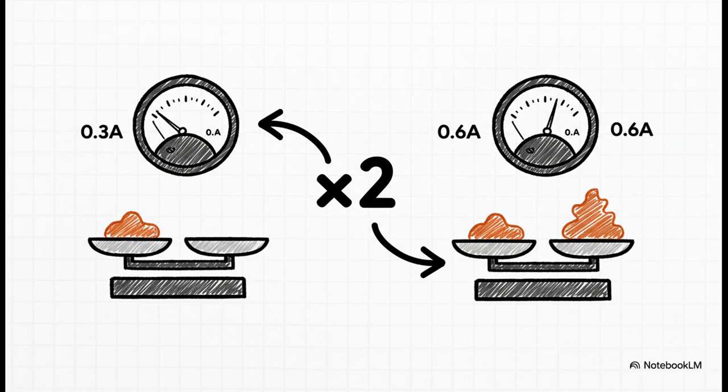First, you state the pattern. When the current doubles, the mass produced also doubles. Then you prove it with numbers. Let's pick a time. 20 minutes looks easy enough. Okay, at 20 minutes, find the 0.3 amp line. Yep, that reads across to 0.12 grams. Now let's look at double the current, 0.6 amps. At 20 minutes, that reads across to 0.24 grams. The mass doubled too. Perfect proof.